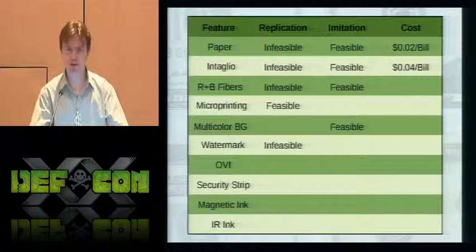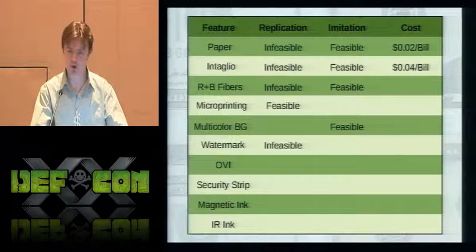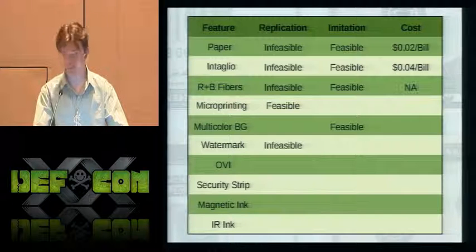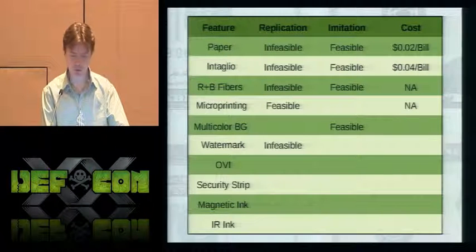I found the cost for this by taking the expected yield of Epson printer cartridges, taking the effective number of bills, and dividing the cost of the cartridges by it. This also includes the red and blue fibers and the microprinting.